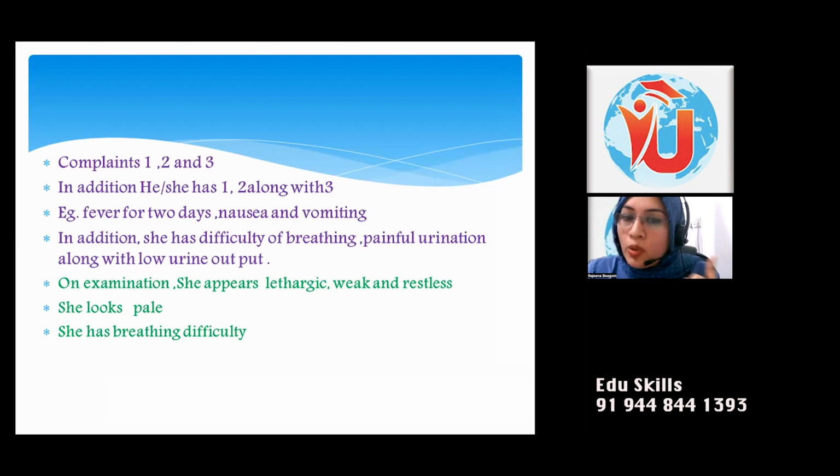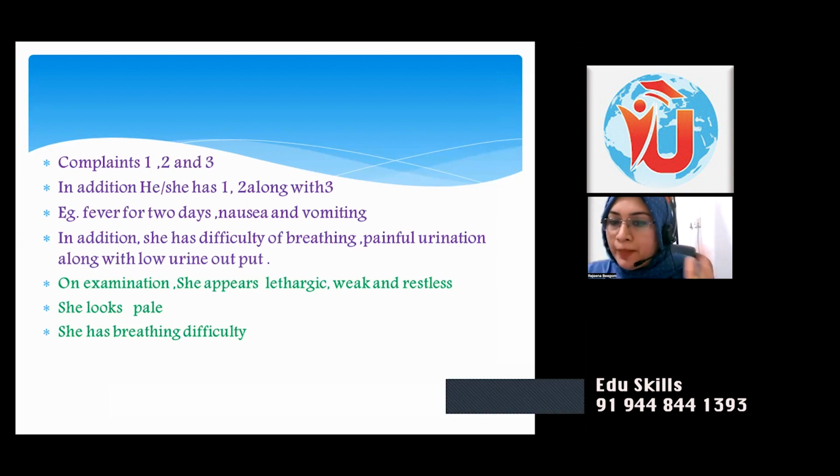So on examination, or on assessment, or on observation, we can put many words there. Then put a comma after on examination. She appears lethargic. You can put lethargic, weak, and restless. How did you find that patient at the time of admission? Or instead of she appears, you can put she looks pale, or she has breathing difficulty. These things you can apply there, but use it according to the scenario. So this second sentence can be either on examination, on assessment, or on observation, with she appears, all those things.